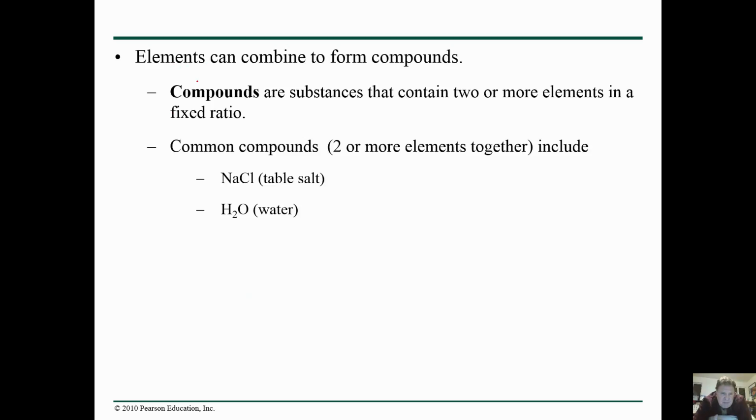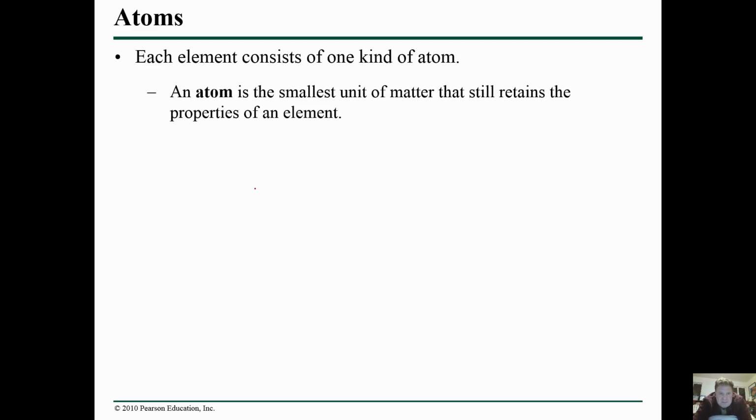Now, when we combine these elements together, we get what we call a compound, which is two or more elements in a fixed ratio. The proportions are pretty stable. And so this would include things like sodium chloride, which is table salt, water, H2O, etc.